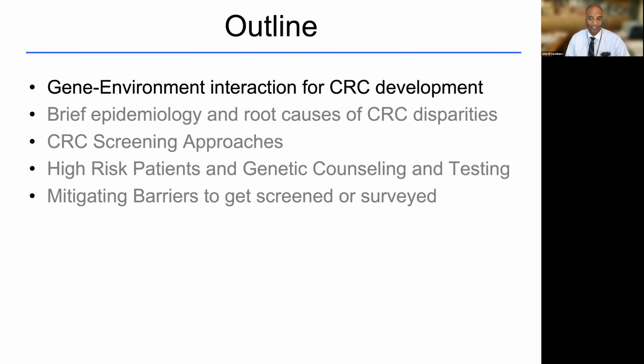Here's my outline today. I'm going to talk briefly about gene-environmental interactions for colorectal cancer development and follow that up with some brief epidemiology and root causes for colorectal cancer disparities, talk about some screening approaches for colon cancer and high-risk patients and genetic counseling and testing, and then close with mitigating barriers to get screened or surveyed.